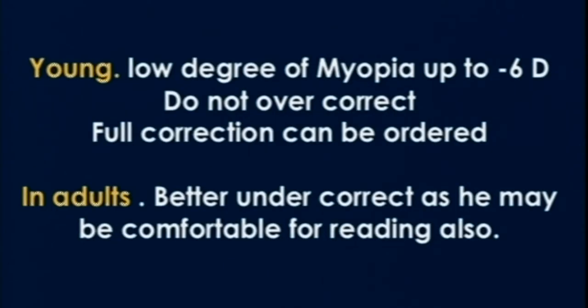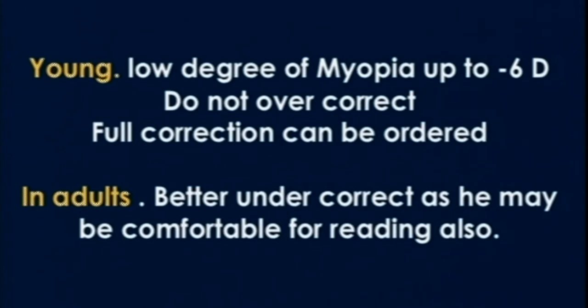See now, myopia. In young persons, if you've got a low degree of myopia, up to -6 and all, always the dictum is don't overcorrect. But up to -6 in young children, we can prescribe to the full, that is, a full correction can be given. Whereas the same thing in -6 and below in adults, better to undercorrect.